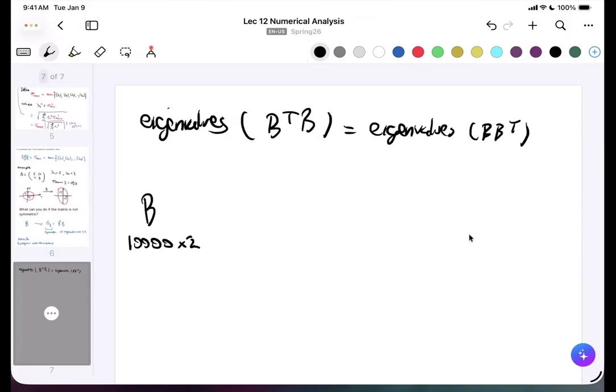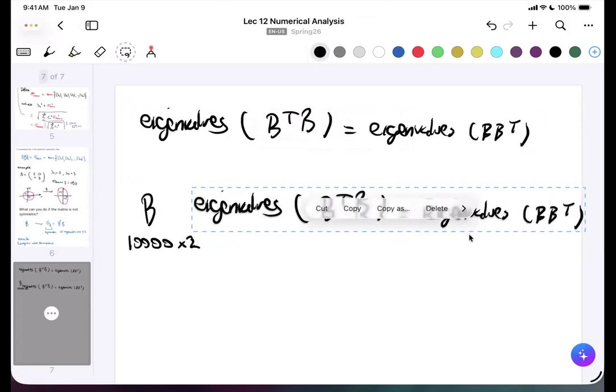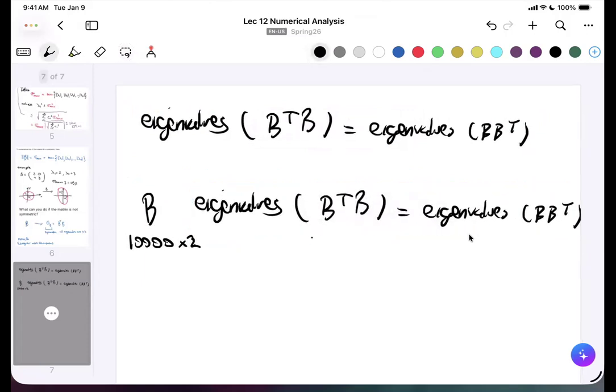So what is B transpose B? Transposing changes the size. Let's see what happens in this case. The matrix B transpose would be 2 times 10,000, and the matrix B is 10,000 times 2. Oh, so this is just a 2 by 2 matrix. Huh. This is just a 2 by 2 matrix. And the other one is a 10,000 by 10,000 matrix.